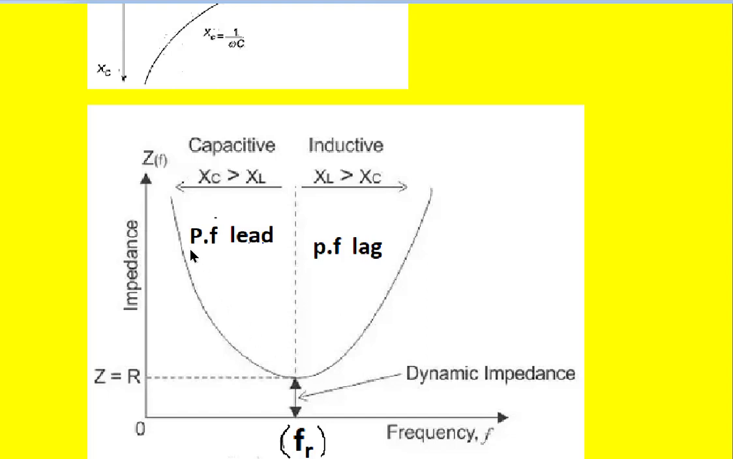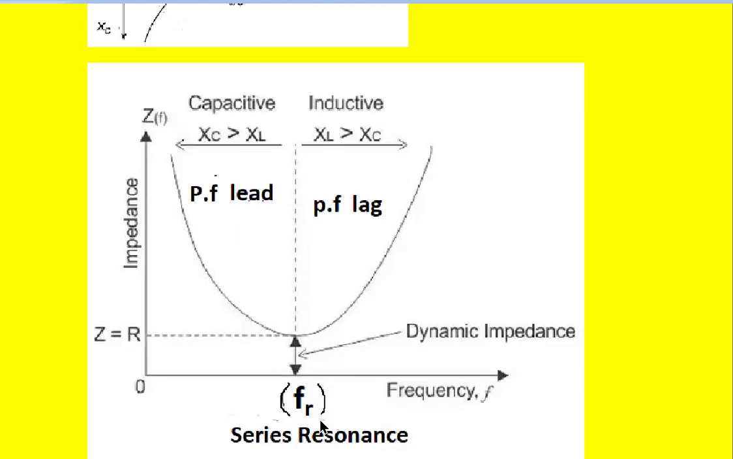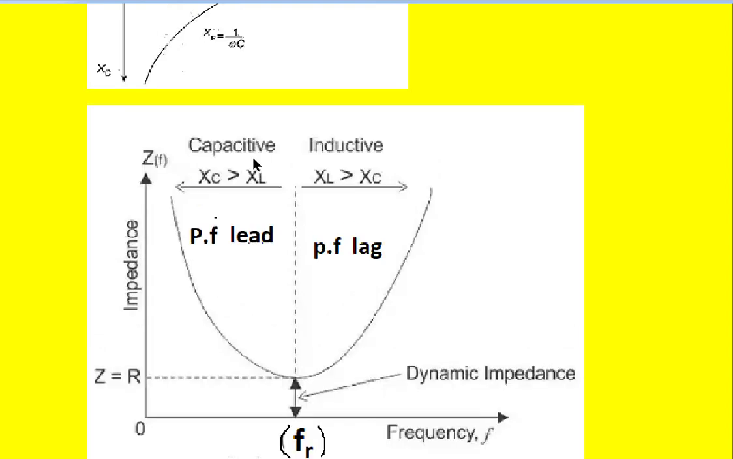Below the resonance frequency, the capacitive reactance is more than the inductive reactance, which was seen in the graph also. Here it is more, whereas this is low, almost 0. Similarly, above the resonance frequency, XL is more than XC. So we can say it is an inductive dominating circuit. This side it is a capacitive dominating circuit.